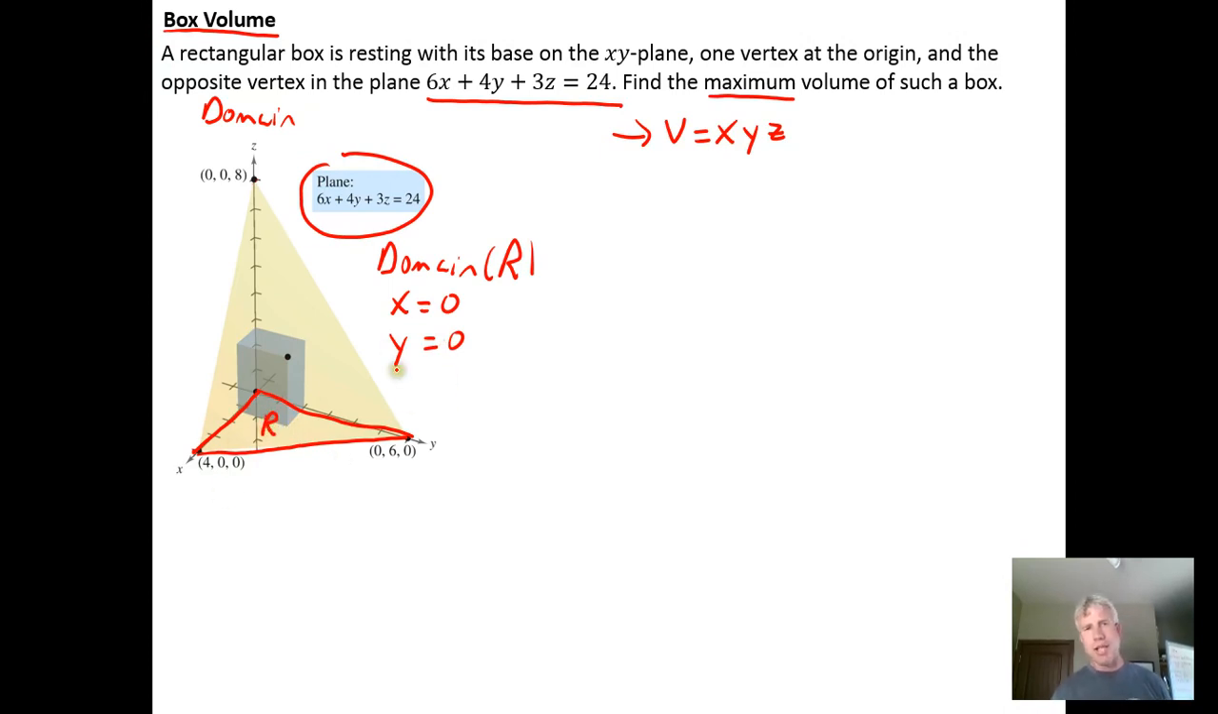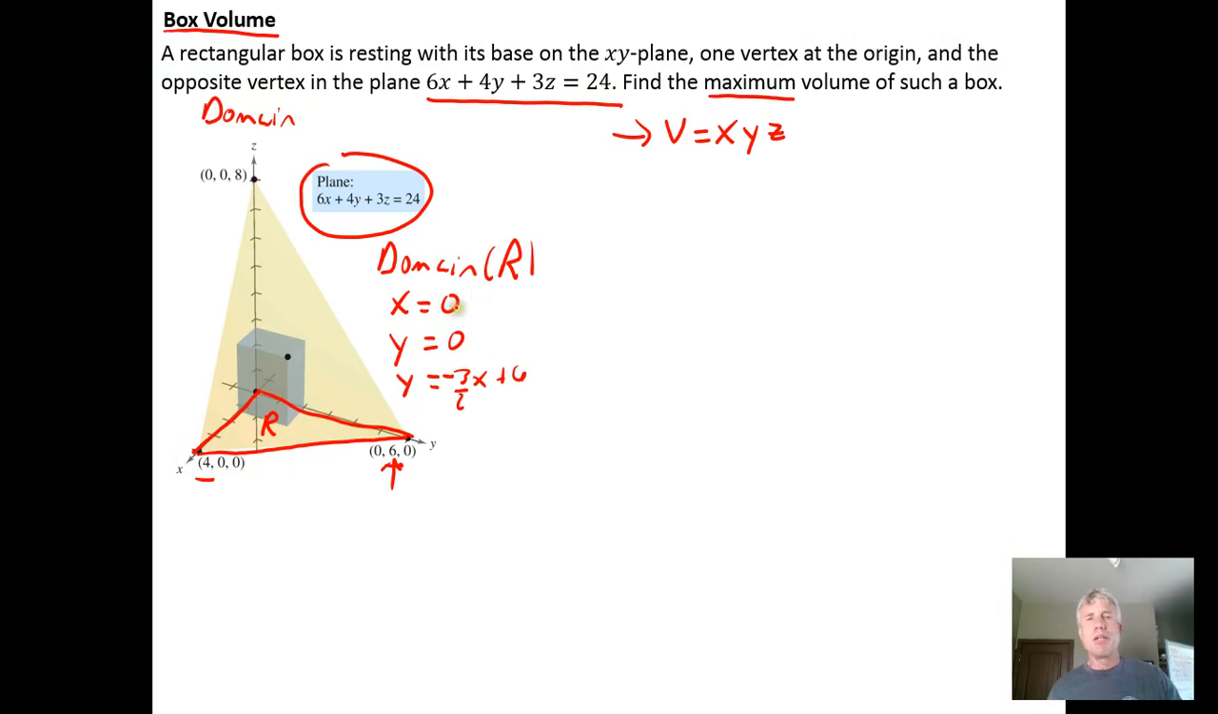And this line right here, if we think about the line in the xy plane, this is at 6, 4, so it's down 6 and over 4. So negative 6/4 is the slope, times x plus the y-intercept is 6, and then this could be reduced to negative 3/2. So this is our domain. So we have a closed bounded region inside of which the box needs to live.